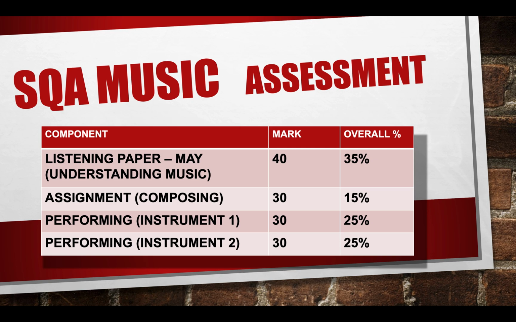Just a reminder of the weightings for each of the components of the assessment. So you have your listening paper, Understanding Music, which is 35%, your assignment 15%, and each instrument makes up 25%, giving you 50% for your performing.